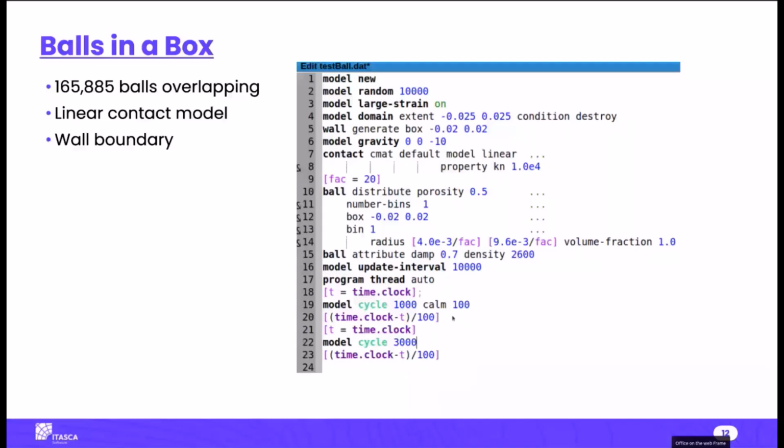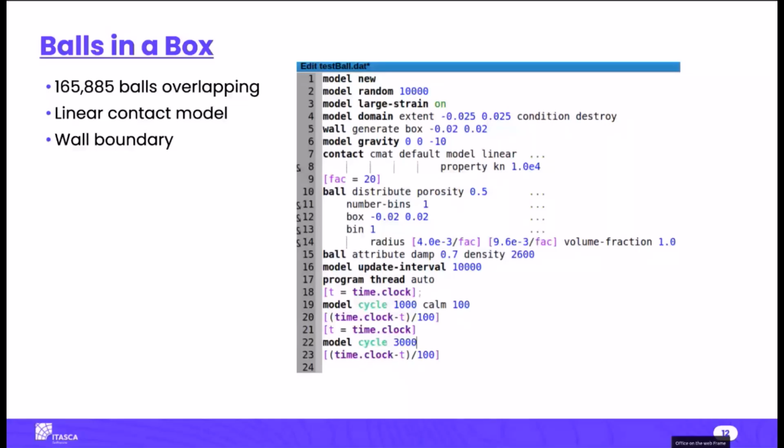I will cycle 100, cycle 1000, calm 100. So this means that every 100 cycles, I'm removing all of the velocity and spin, if there was any, rotational and translational velocity, because the balls are arbitrarily overlapping to start with. This might be the first step in a material genesis process to create a specimen of balls if you're doing bonded particle modeling, or this might be you filling a container up and allowing the particles to equilibrate for a shear box test or something like this, a granular flow test.